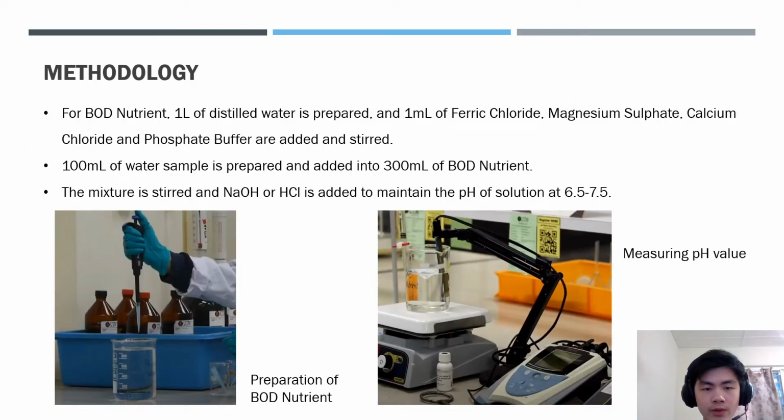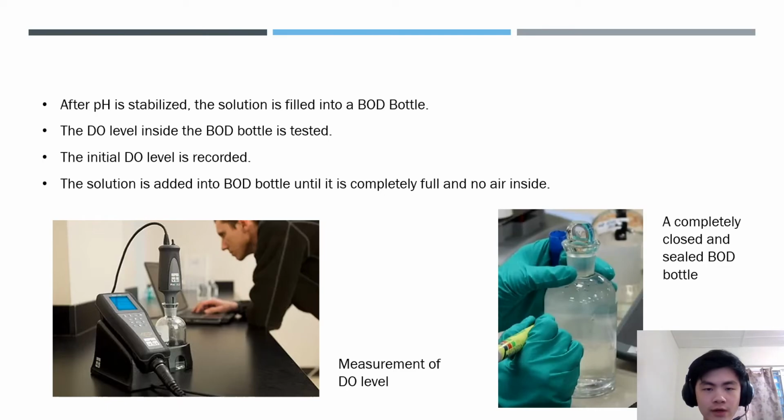To prepare the BOD nutrient, we will prepare 1 liter of distilled water, and 1 ml each of ferric chloride, magnesium sulfate, calcium chloride, and phosphate buffer are added into the solution. Then we will prepare 300 ml of BOD nutrient, add 100 ml of water sample into it, and stir it. After that, we will add sodium hydroxide or hydrochloric acid to maintain the pH value at around 7. After the pH value is stabilized at 7, we will fill the solution into a BOD bottle, and then the DO level in the BOD bottle will be tested.